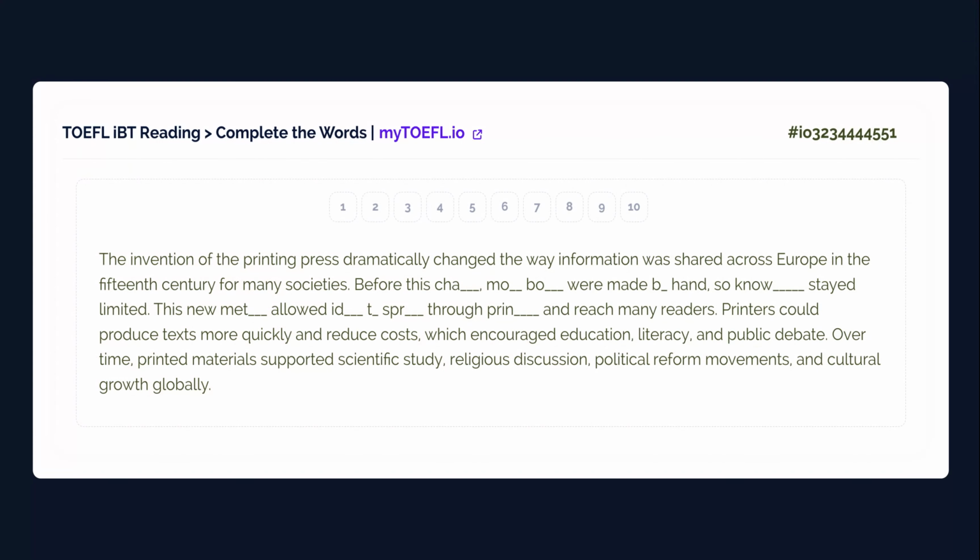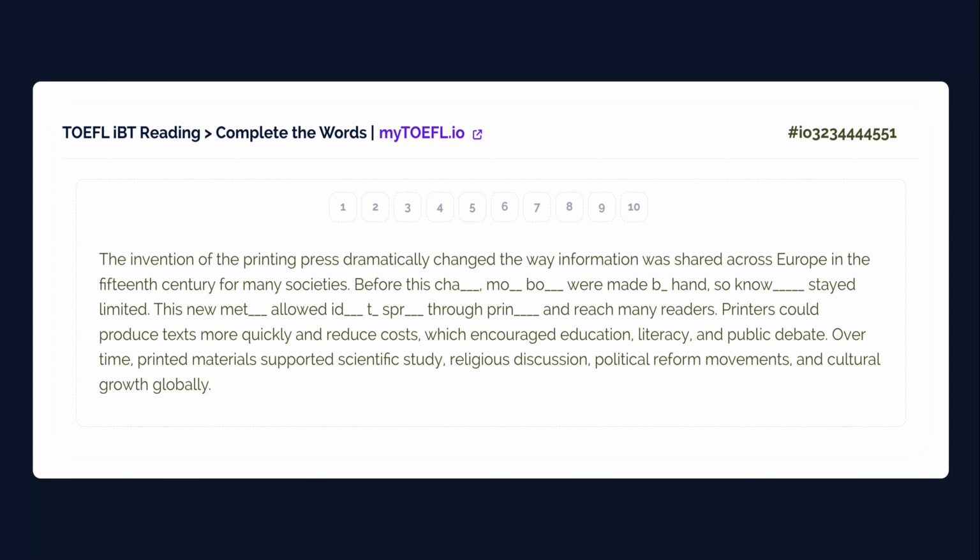Hello, everyone. I am so excited to guide you through today's TOEFL reading lesson. We are focusing on a very important task called Complete the Words. This question type is all about understanding the flow of a paragraph, spotting key details, and using the surrounding context to figure out missing letters.